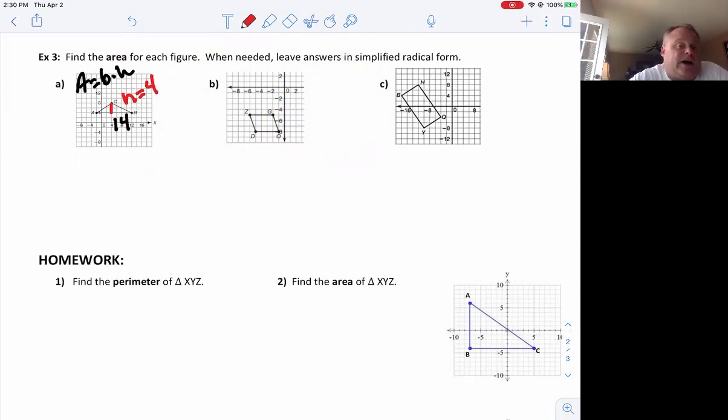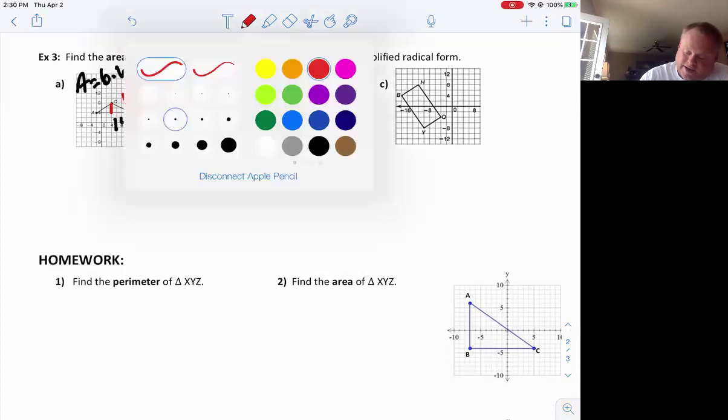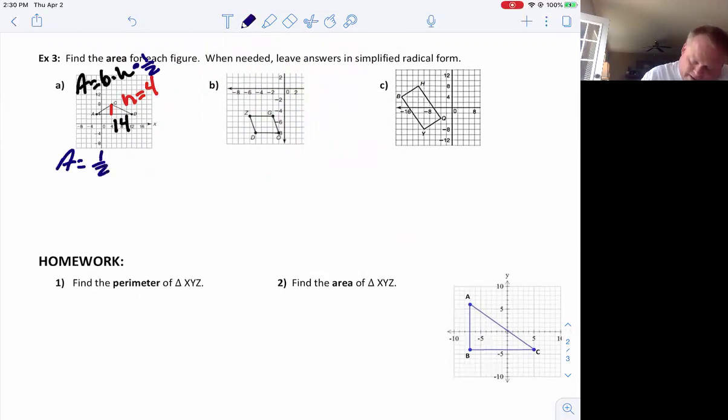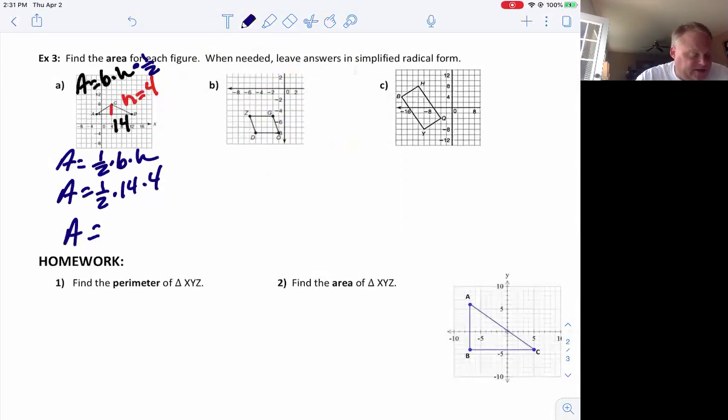So as I look at this, I already know what my height is. I know what my base is, so I can go ahead and plug that in. Now remember, I also need times 1/2 here. I didn't write the 1/2. I think I said it, but I didn't write it. So remember, area of a triangle is 1/2 times base times height. So 1/2 times 14 times 4. And when I put that into the calculator, I get 28 units squared since it is area.